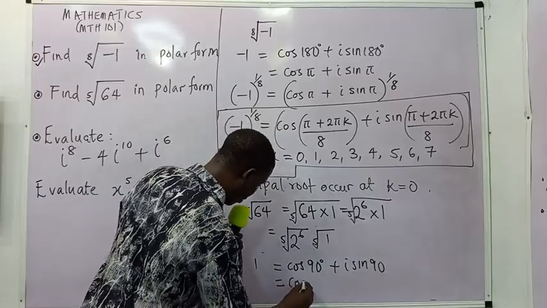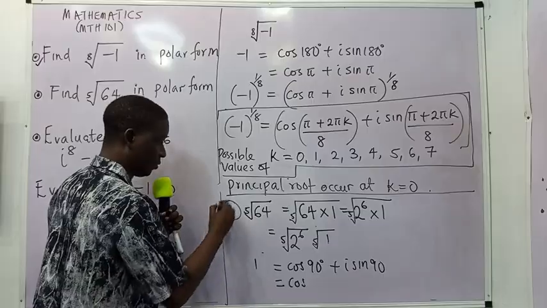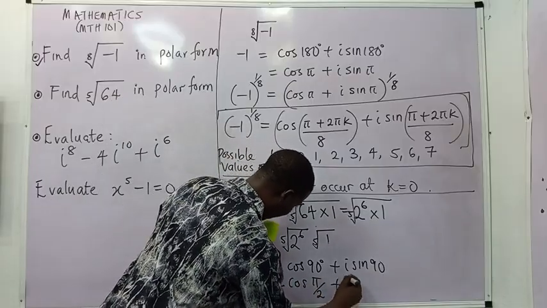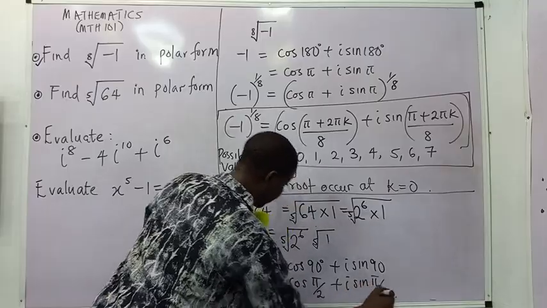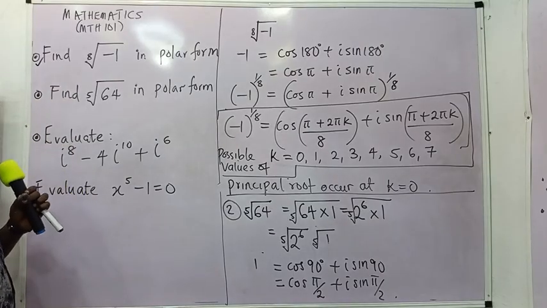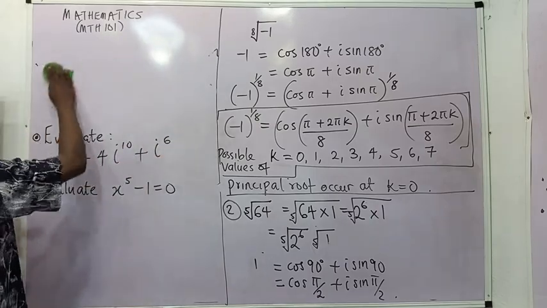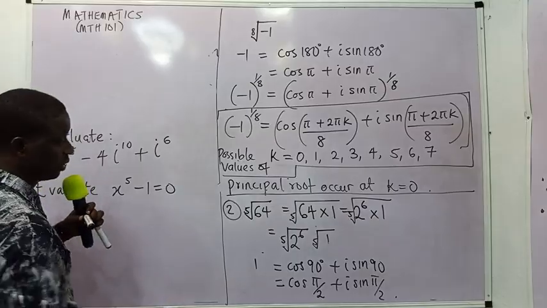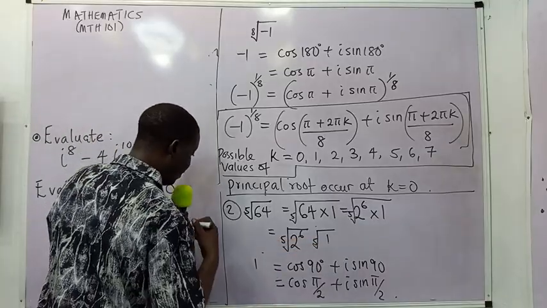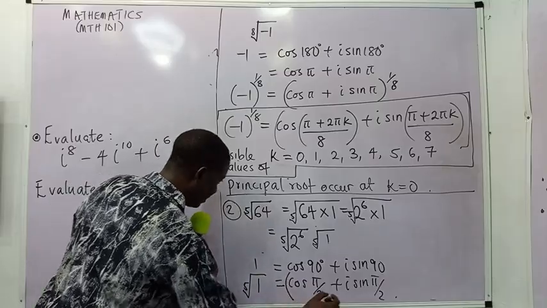Which is the same thing as cos pi over 2 plus i sine pi over 2. We are in number 2, don't forget this is the number 2 question. That is for 1. Now, if you understand that, what we want to do simply is to put them in place of this one. So that means the fifth root of 1 should be something like this.